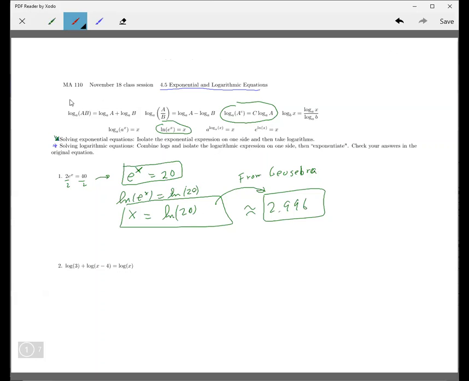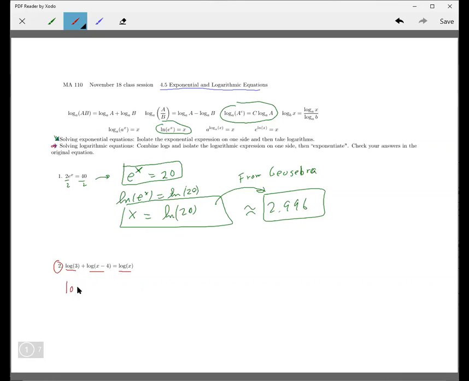Let's do number 2, and that's solving logarithmic equations. What you want to do is combine logs and isolate the logarithmic expression on one side. Here we have a log plus another log, and we have a log over here. This side is isolated, but then there are 2 logarithms here. So we're going to combine those together using this first property here.